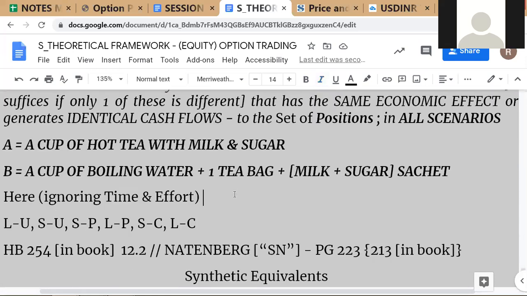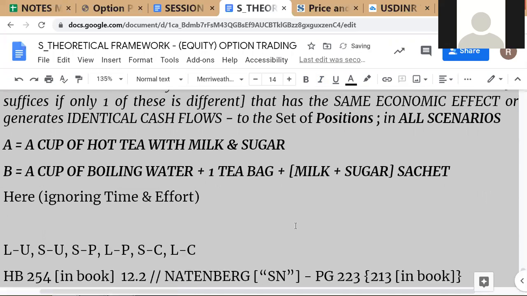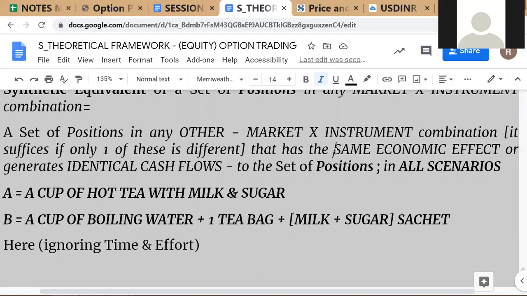When we talk about the same economic effect, we're talking about the return part of it, not the risk part of it. But it's a good question, because risk is always important. It will become clearer once we cover arbitrage. To answer your question, when we're talking about the same economic effect and identical cash flows, we are really talking on the return side, not on the risk side.